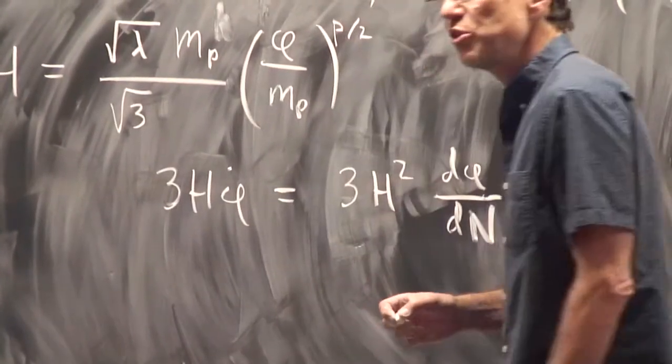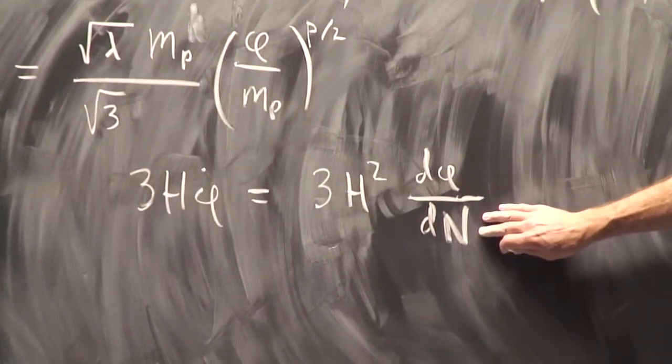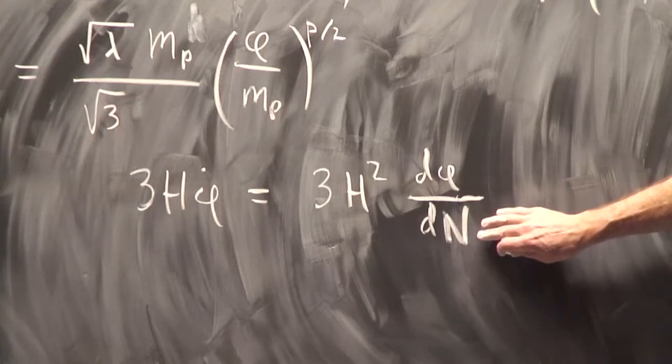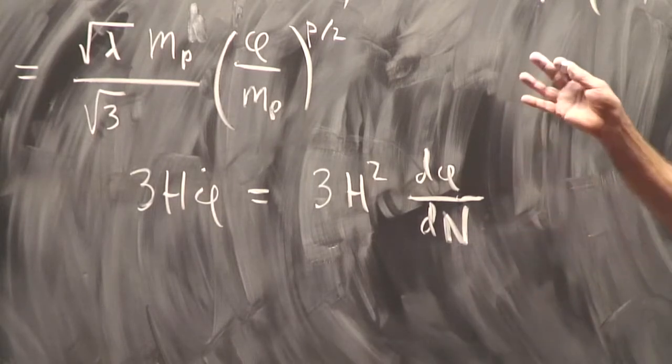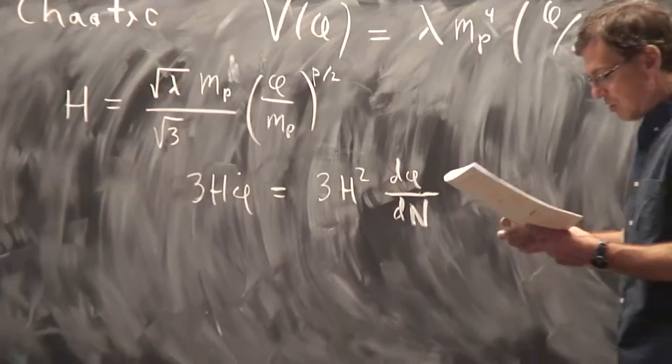Oh, and if you ever do things numerically, you'll find that n is a much nicer variable to work with than t, because it's only changing by 60, whereas t could change by many orders of magnitude. And that's not convenient when you're doing things numerically.